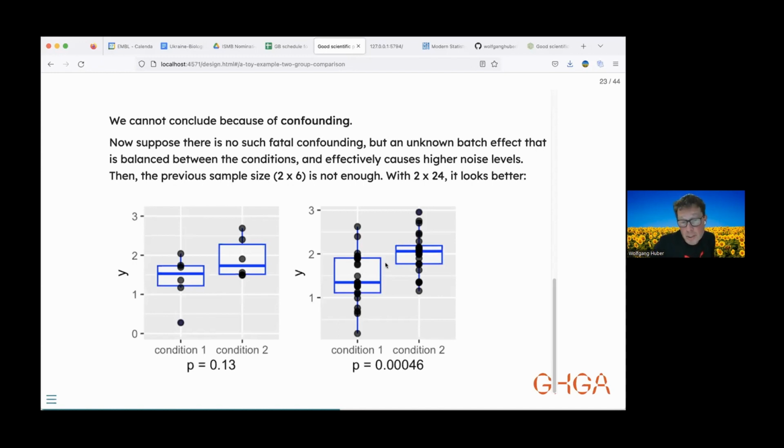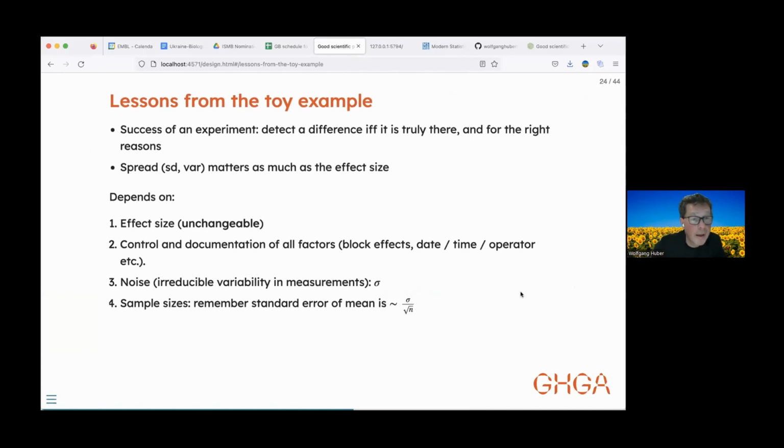In that case, we would need to take a larger sample size. If we do the same measurements again, but using 24 replicates, we would again be able to detect the difference using the higher sample size. So the lesson from this toy example is that the success of an experiment depends not only on effect size, but also on the underlying noise factors.